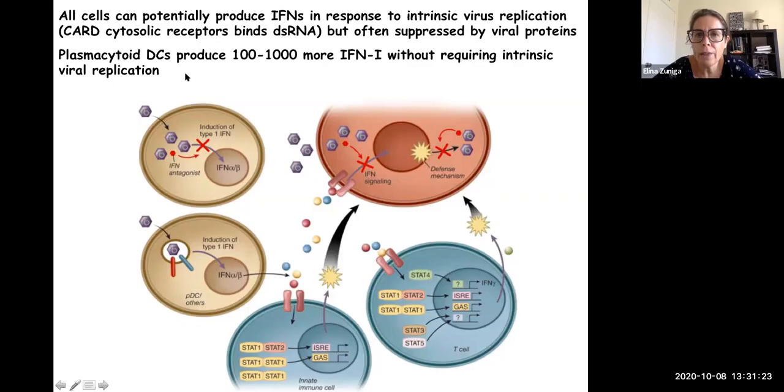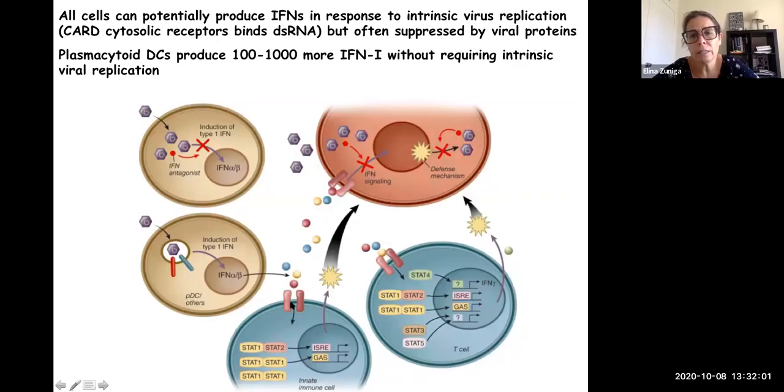However, there are other cells that can produce interferons even if they don't have intrinsic viral replication. And they can produce 100 to 1,000 times more interferons than any other cells. And these are plasmacytoid dendritic cells. And because they can produce interferon without being infected, basically they sense neighboring infected cells, they are not susceptible to these antagonistic strategies by the virus. And so they produce tons of interferons.